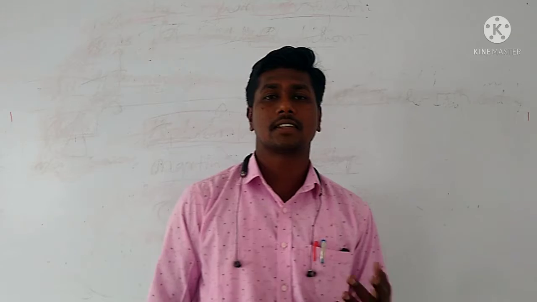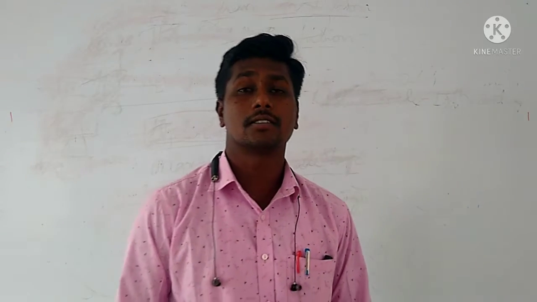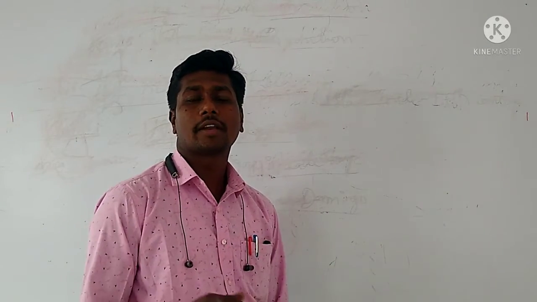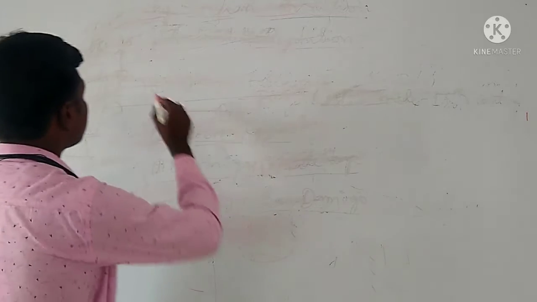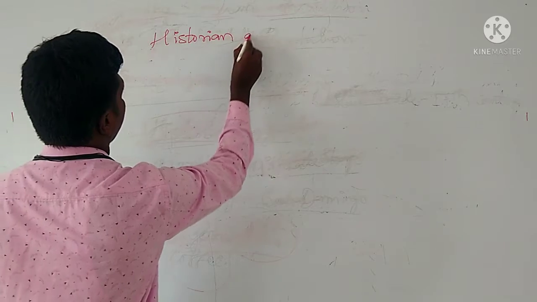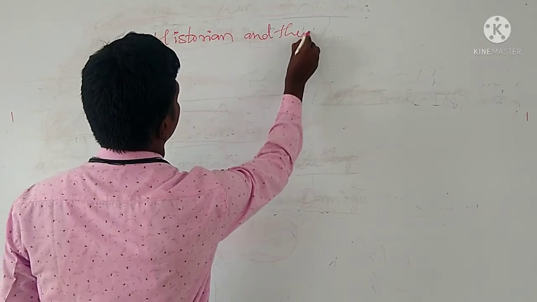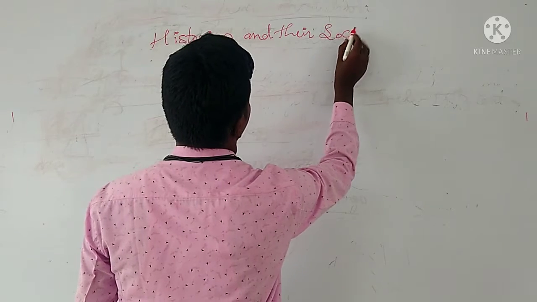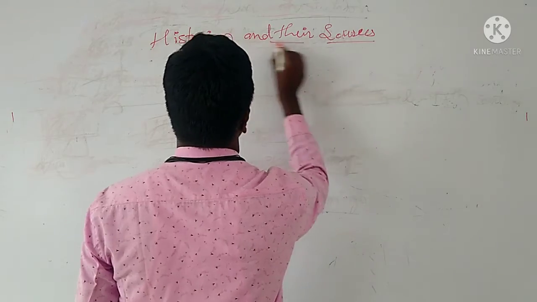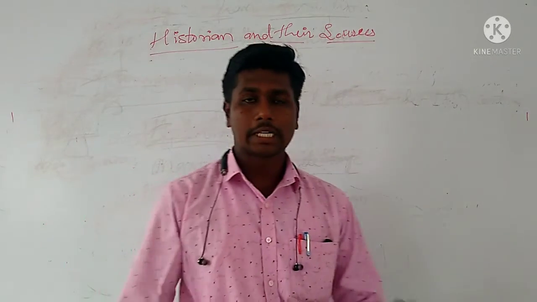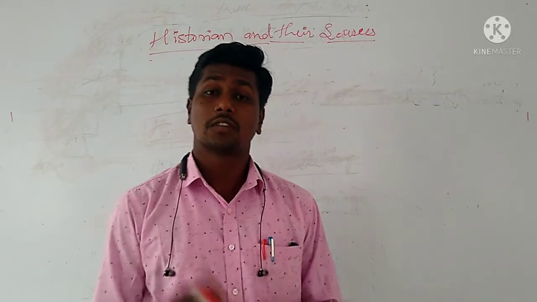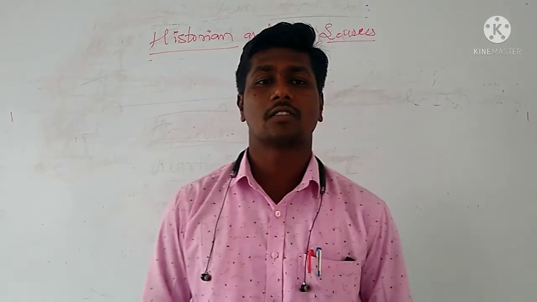In which lesson? In the lesson called tracing changes through 1000 years. Today we will start the third main topic, that is historians and their sources. Here we learn what sources are used by historians to write and read the history of the past 1000 years. Then which was that 1000 years, about that also we will see.